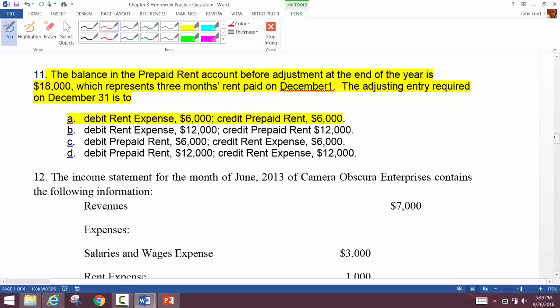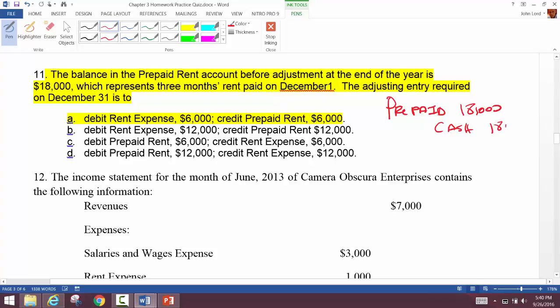The balance in the prepaid rent account before adjustment at the end of the year is $18,000, which represents 3 months of rent paid on December 31st. So at December 31st, the guy says, hey, you got to pay me the rent for 3 months because you had a pretty wild party here and I want to make sure that I'm getting paid up, right? And that's your punishment. So when I pay the guy, I'm going to debit what? Is there a question, guys? No? I'm going to debit the prepaid $18,000 and credit cash at the time that I pay the guy.